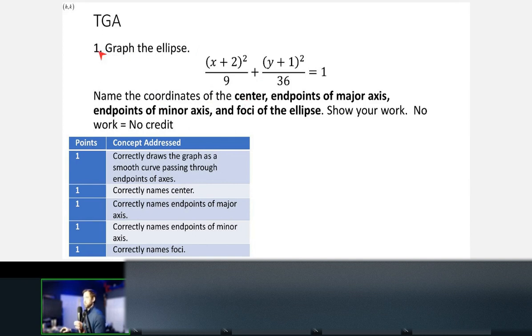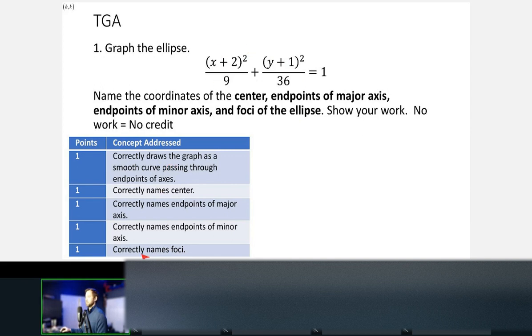So we have to graph it. Don't forget to graph it. We got to graph it. I want you to name the center, the endpoints of the major axis, the endpoints of the minor axis, and the foci of the ellipse. So label everything, and I should see the coordinates and everything on your graph. Show work, no credit.